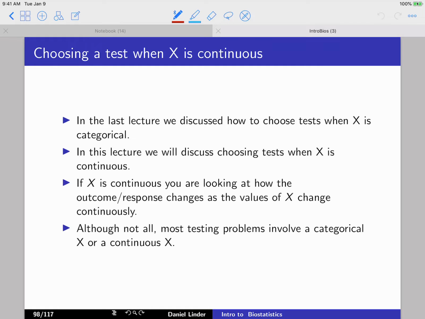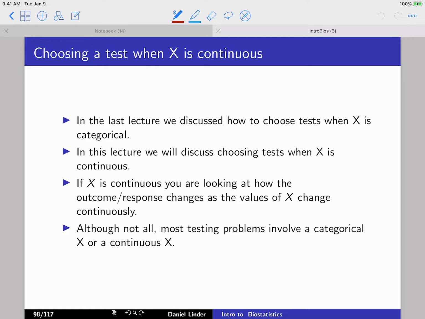Hello everybody. So in this lecture we're going to talk about how you choose the statistical tests when x is continuous. In the last lecture we discussed how you choose tests and which tests you use in different situations when x was categorical. Sometimes x is a continuous variable and we need to know which methods are valid whenever x is continuous.